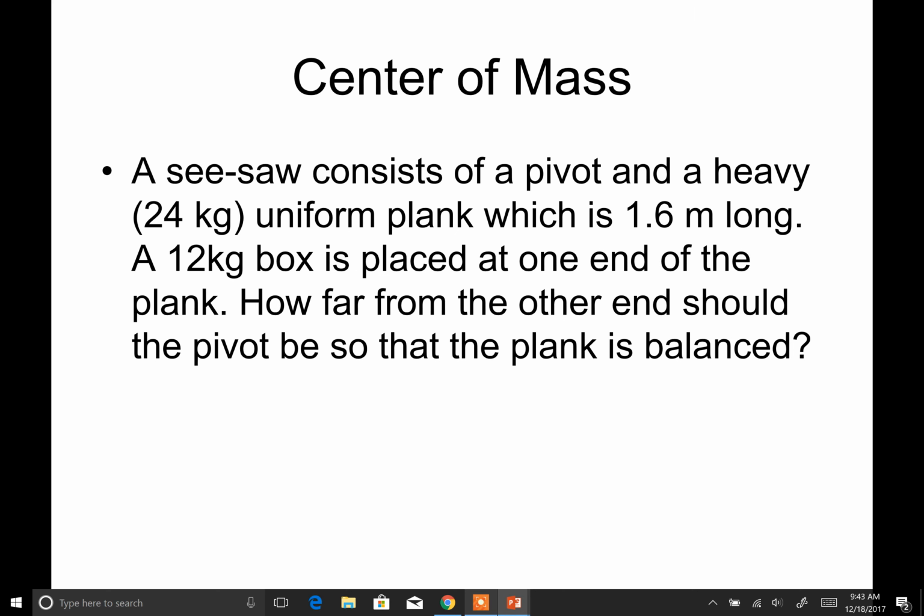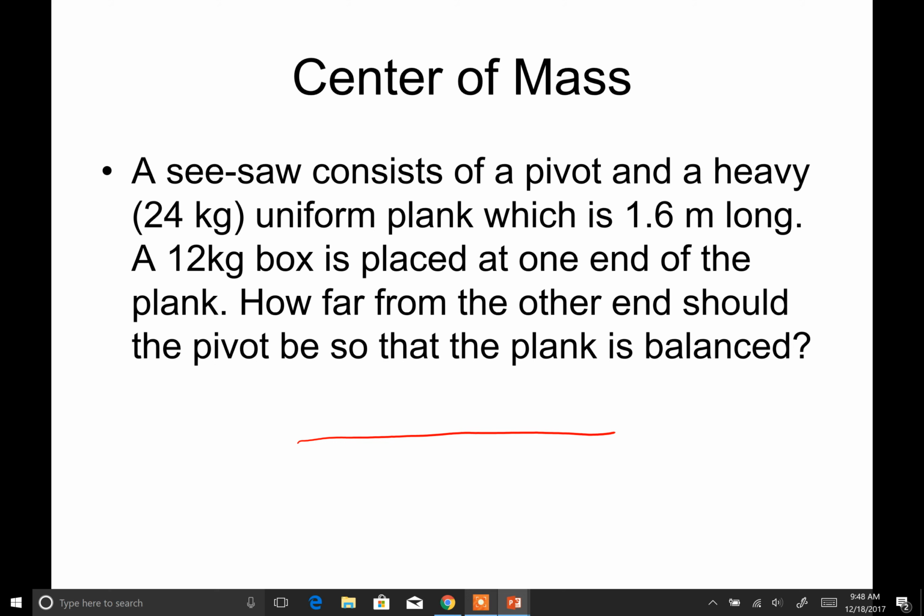So there's lots of problems related to the center of mass and rotation, lots of example problems. Here's one that we'll see a lot on our rotation problems. All right, so let's look at this problem. So we have a seesaw. It consists of a pivot and a heavy uniform plank, which is 1.6 meters long. A 12 kilogram box is placed at one end of the plank. How far from the other end should the pivot be so that the plank is balanced?